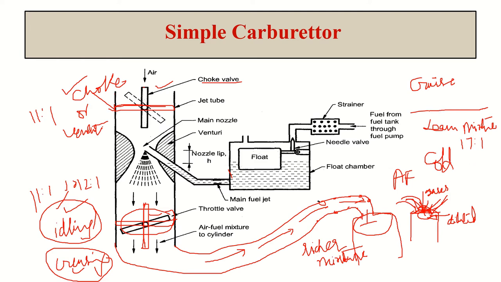Suppose all of a sudden I come across an uphill. Definitely I need more power. Then what I do is I open the throttle completely, and again I need to supply more fuel. So at that time I probably have to maintain something like a 12:1 or 13:1 air fuel ratio. So again, I require a rich mixture.